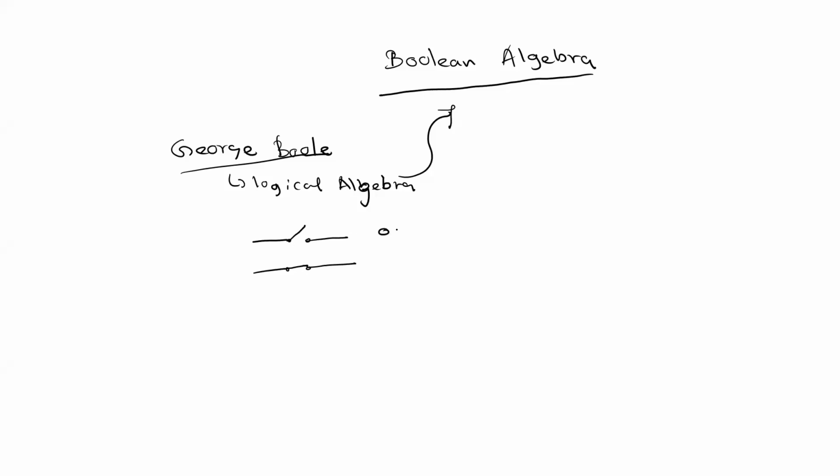So this is probably the off state. It is an open switch, an open circuit, and this is the on state, which means it is a closed circuit. When we use this algebraic notation, we usually use two symbols. You already know those symbols. We use 0 for open circuits and 1 for closed circuits.